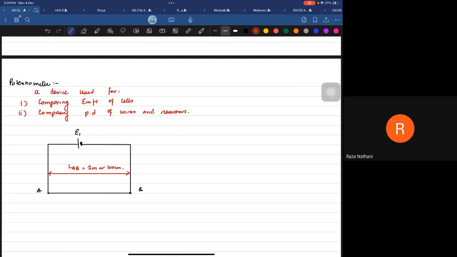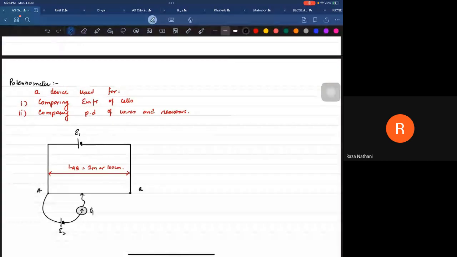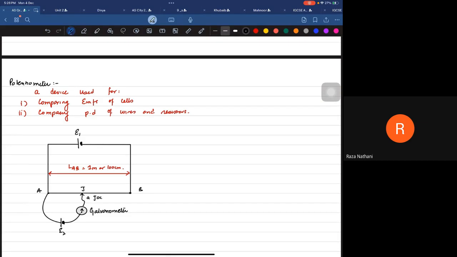And then what you do is another cell of maybe an unknown EMF is going to be connected to a galvanometer. Galvanometer gives you the direction of current, by the way. And there will be a jockey. Jockey is like a connector called J right now. All right, so like this.